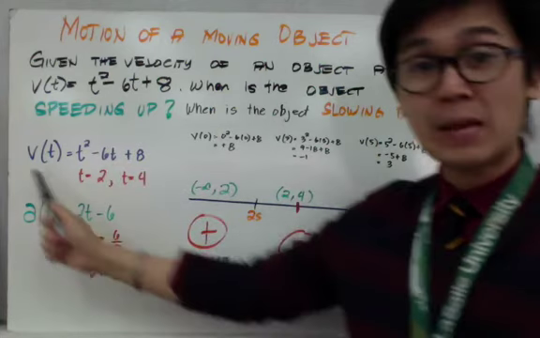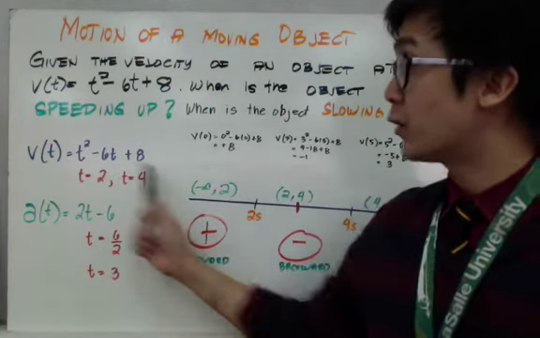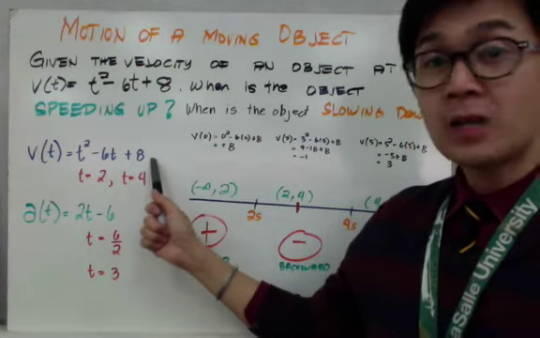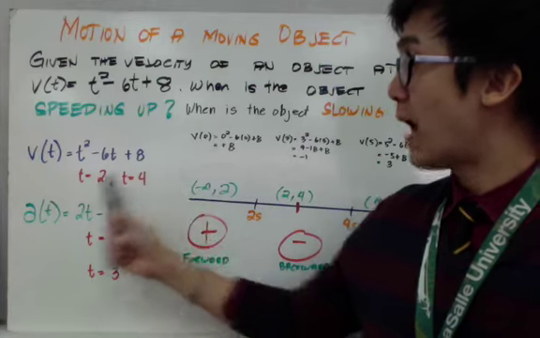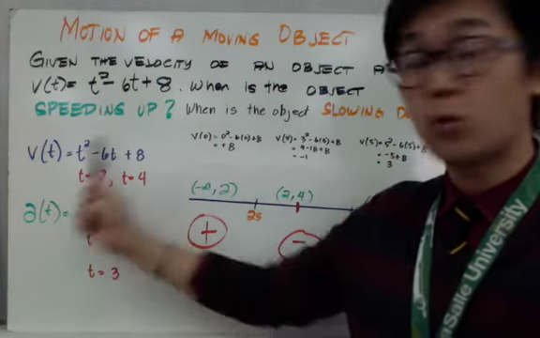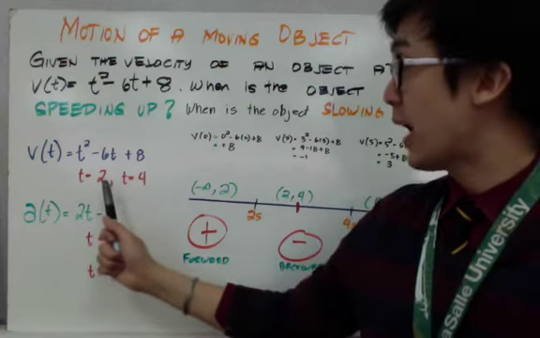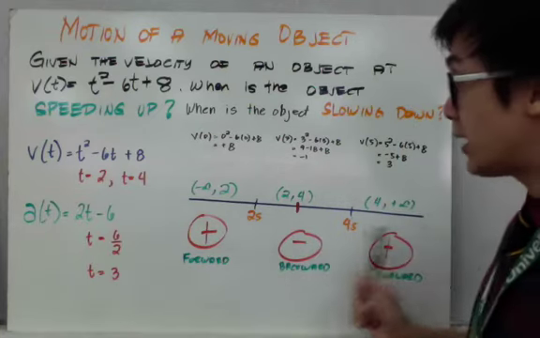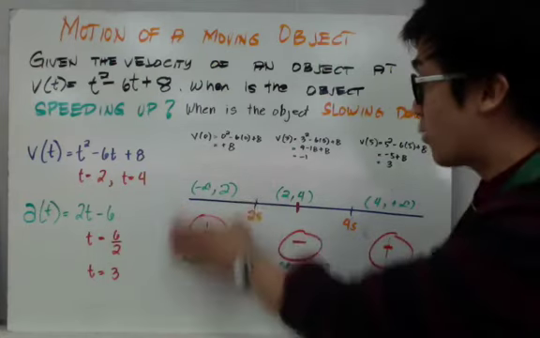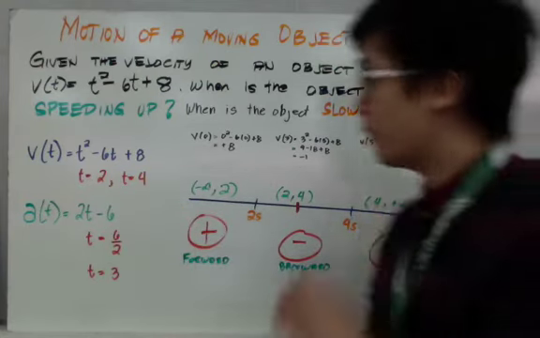So the first step is to find your interval using your velocity function. And you have t squared minus 6t plus 8. By factoring, we'll have t equals 2 and t equals 4. Now these intervals will be for our velocity. And to use the sign chart using your velocity, since you have two values right here, you can have three intervals for your velocity signs.